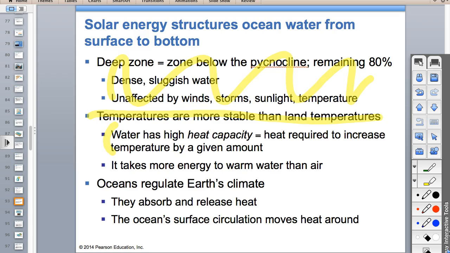It boils slower when you add salt. I know that. I can go into that. I could spend an hour on that.